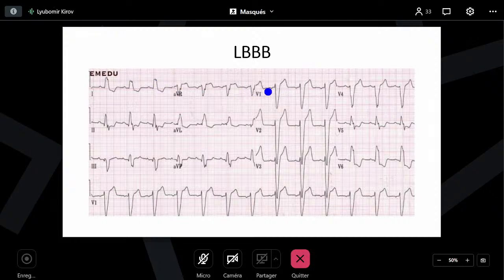And once again, the apparently prolongated QRS complex, in this case, due to the enlarged S deflection, predominantly.